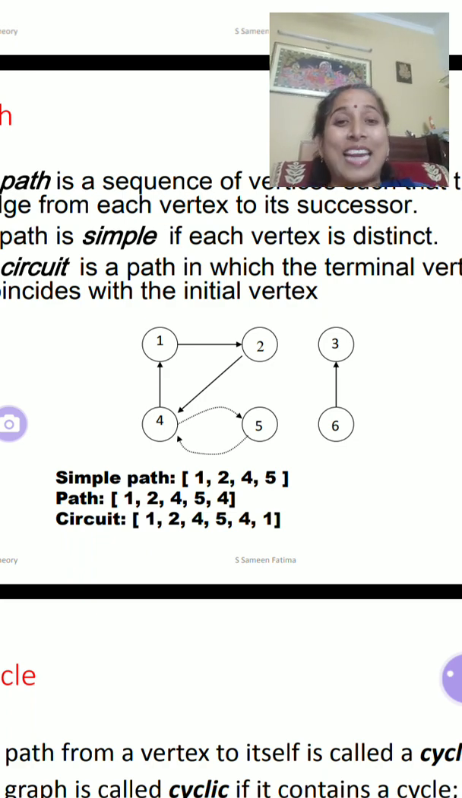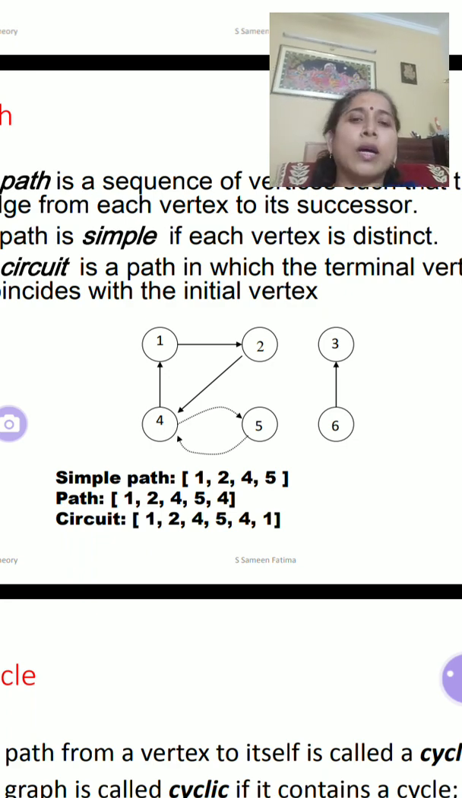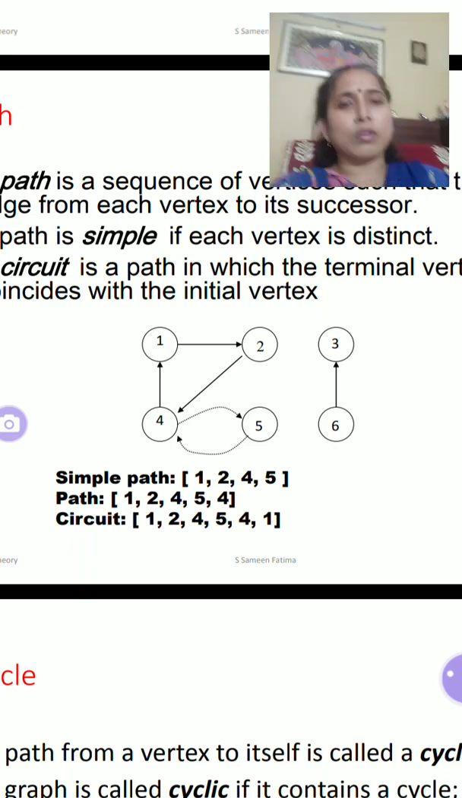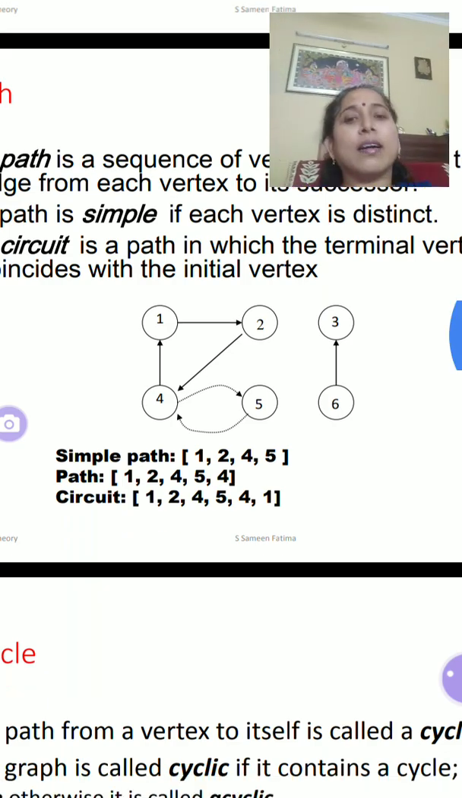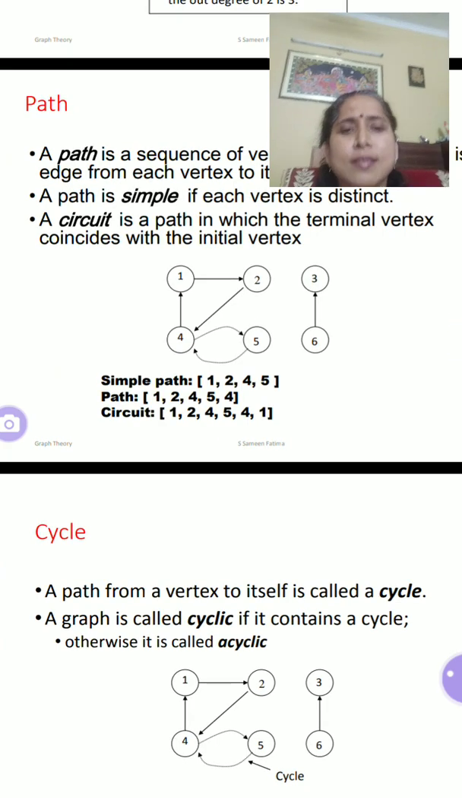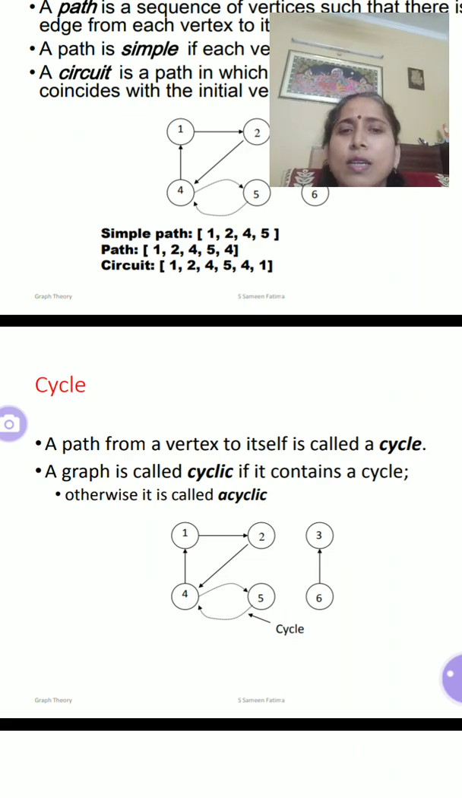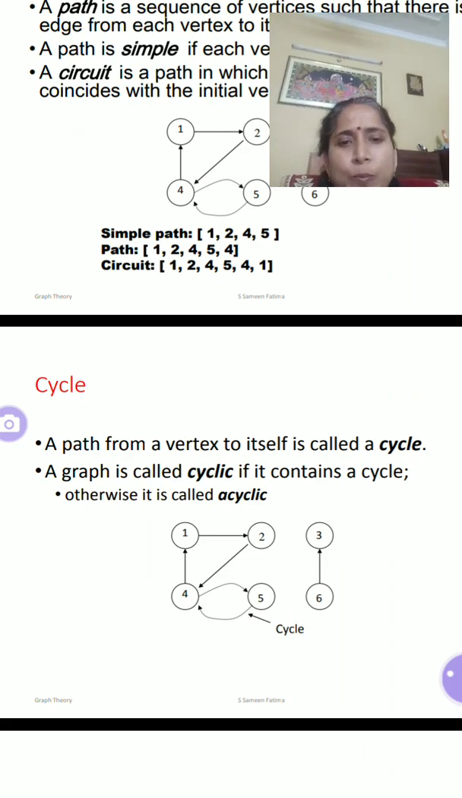It means a cyclic graph, what we call it. Why? Because we started from 1 and managed to come back to 1 after covering all the possible vertices of the given graph. So this is known as a cyclic graph, or this is known as a cycle. As you can see, next topic, a cycle is a path from a vertex to itself. A graph is called cyclic if it contains cycles.